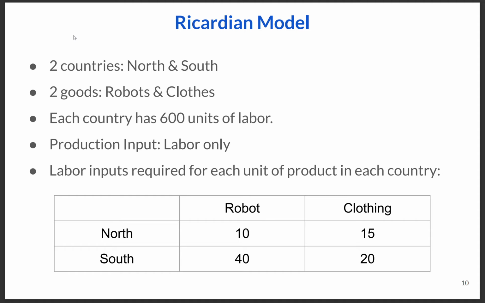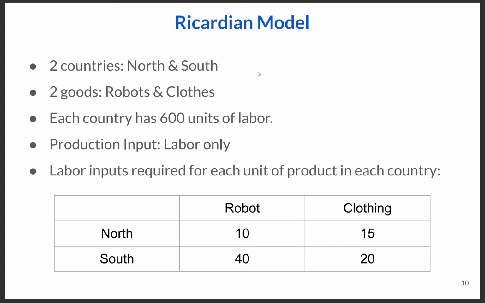A basic reason why countries trade with each other is that they have comparative advantages in producing different goods or services. To see this, let's look at a simple Ricardian model. It is called a Ricardian model because the economist David Ricardo developed this idea in the early 19th century.